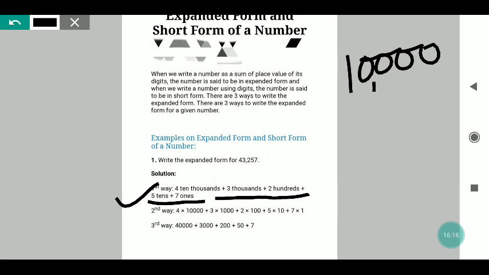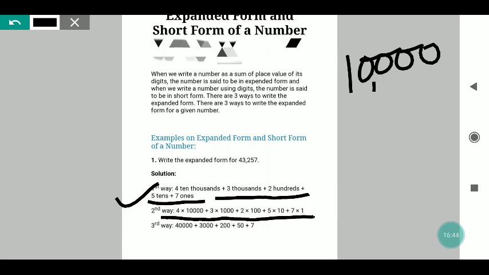Now the next one you can see, here again the same process. But here, my dear, what is done? Place values are not written in words. Place values are written by giving the multiplication sign, and we are multiplying. We are multiplying with 10,000. Like 4 is standing at the 10,000 place, so we are multiplying 4 into 10,000.